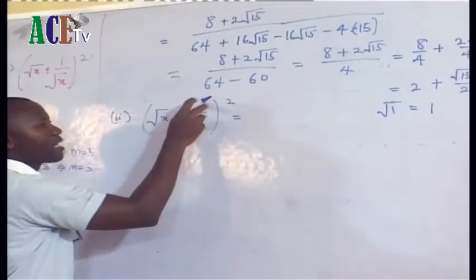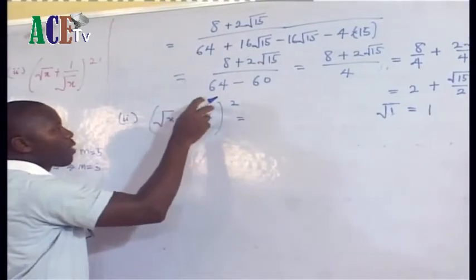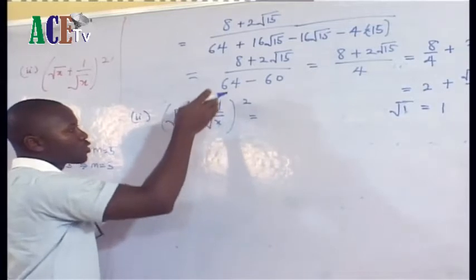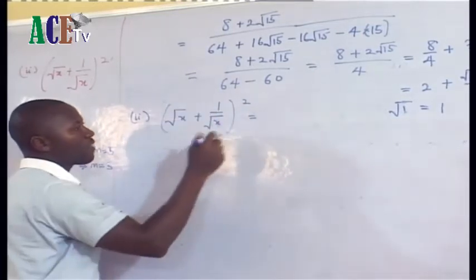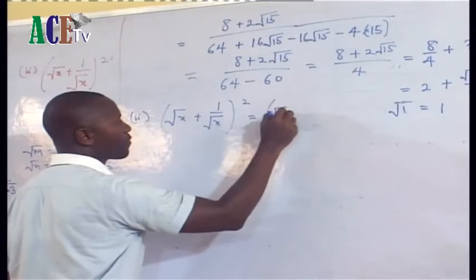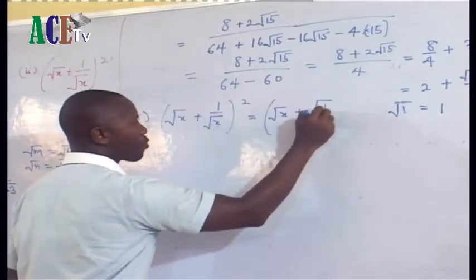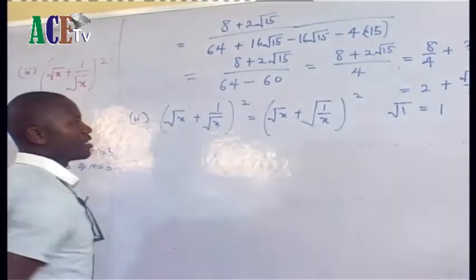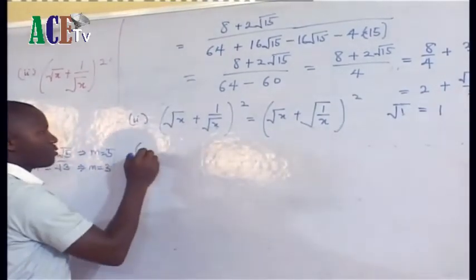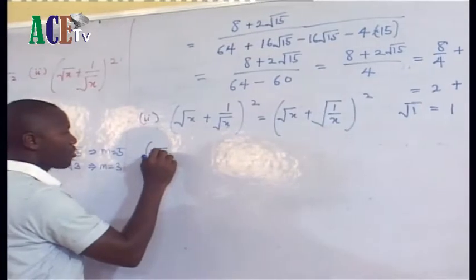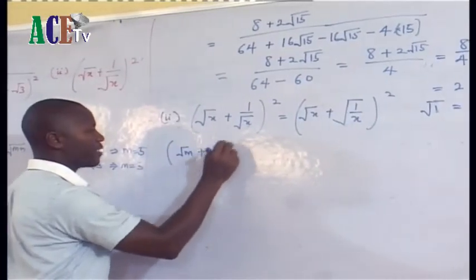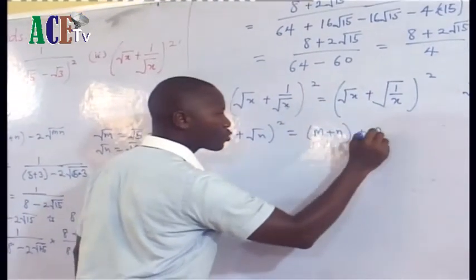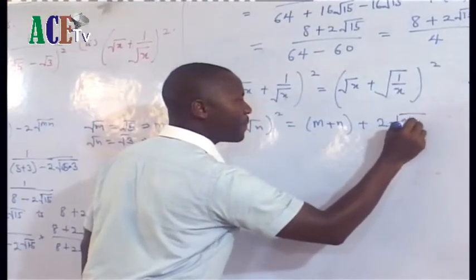So from that concept, we would have this as square root of 1, and from the second law of surds, we would have this to be square root of 1 all over square root of x. So this gives us square root of x plus square root of 1 all over x, all squared. Once we have this, we can apply the algebra, which gives us square root of m plus square root of n all squared to give us m plus n plus 2 square root mn.